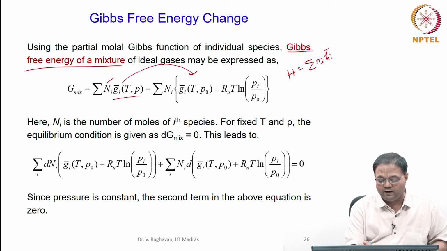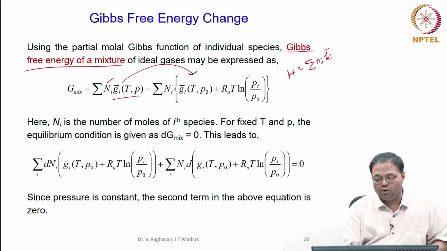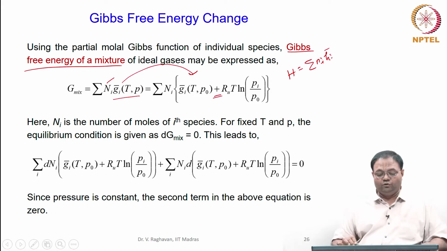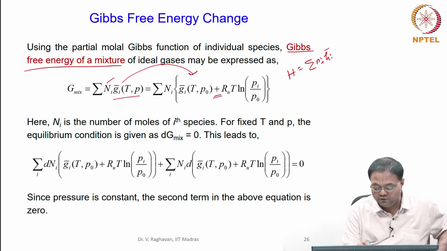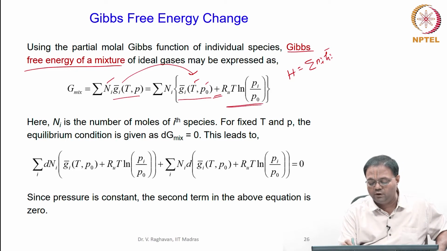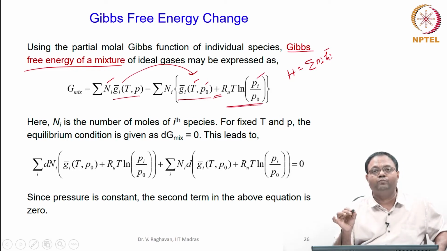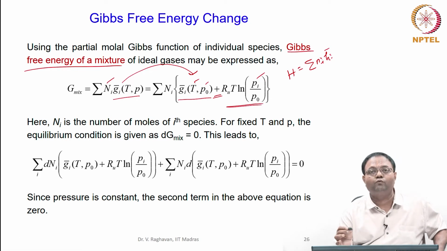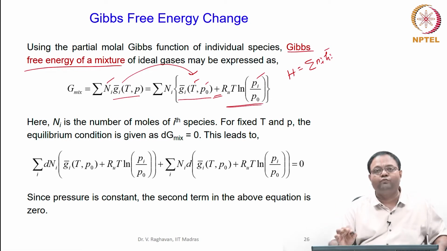So sigma Ni times Gi of T comma P naught plus RuT natural log of Pi by P naught. This is the Gibbs function at a particular temperature, calculated at atmospheric pressure. Again, we have tables for this, and you can calculate this knowing the mole fraction of the particular species. In fact, if you want to determine mole fraction, this term is going to be useful for us.